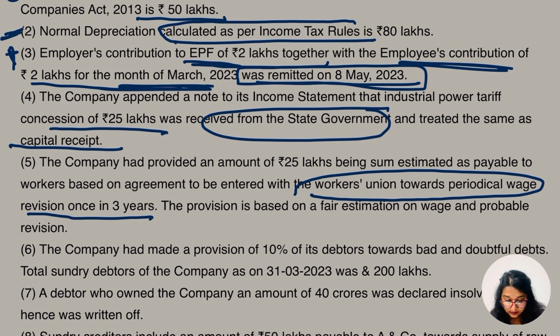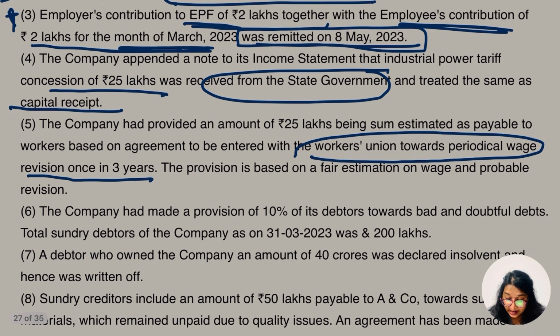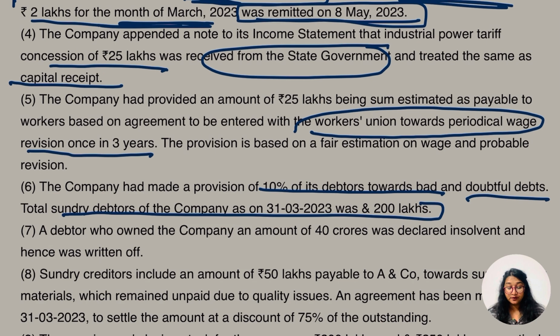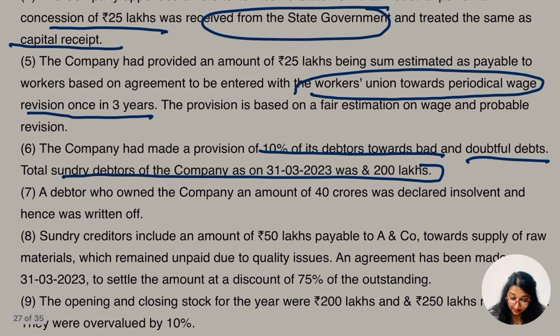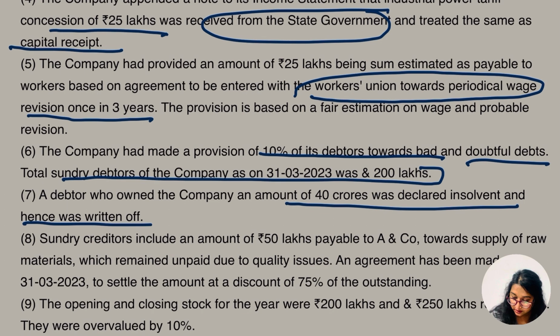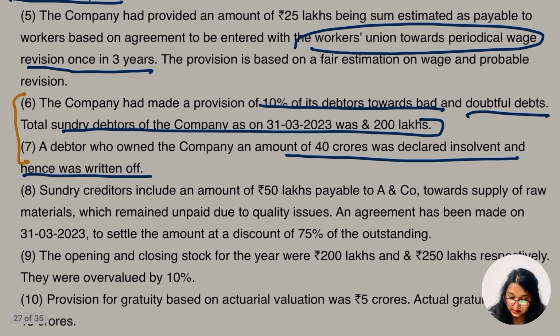Okay, next comes the 6th point: the company had made a provision of 10% of debtors toward bad and doubtful debts, and the total sundry debtors is 200 lakh. The 7th is also related to this point: a debtor who owed the company an amount of 40 crore was declared insolvent and hence was written off. Let me mark it: the 6th and 7th are somehow connected. So let's see what would be the adjustment in this case also.